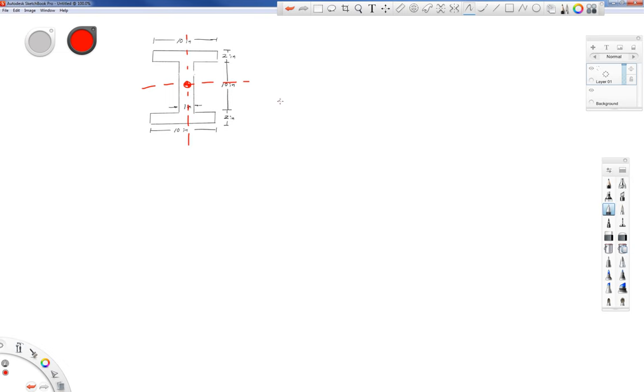Okay, next we want to be able to find the moment of inertia about this horizontal line that goes through the centroid. I'm going to break this up into three pieces. There's a top flange, a bottom flange, and then this web that's in between. We're going to need to use the parallel axis theorem.